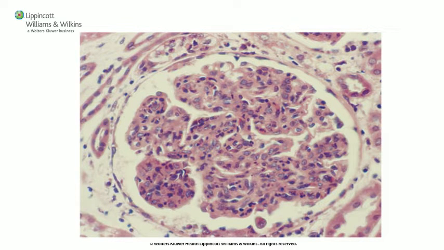Now, here's the real deal. This is a light micrograph, and all you can really make out here is the hypercellular mesangium, and there's some neutrophils in here. There's so many cells that you can't even really make out the capillaries distinctly, but you don't really see those lumpy, bumpy deposits on light microscopy.